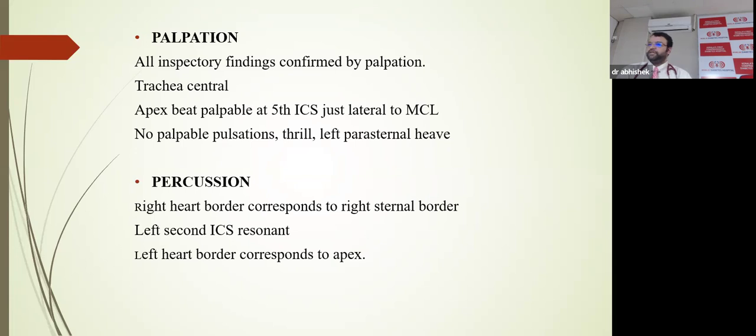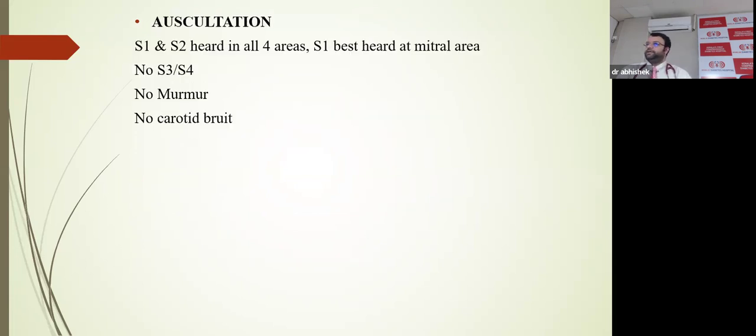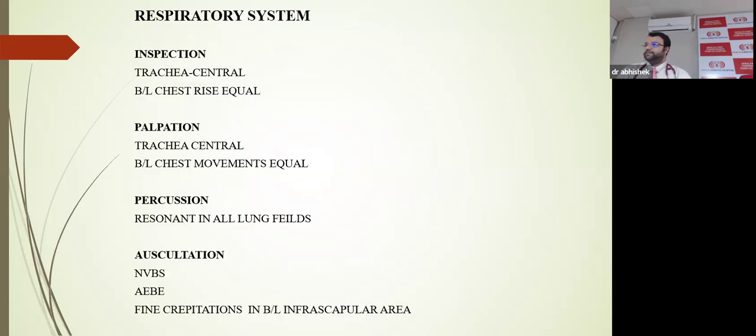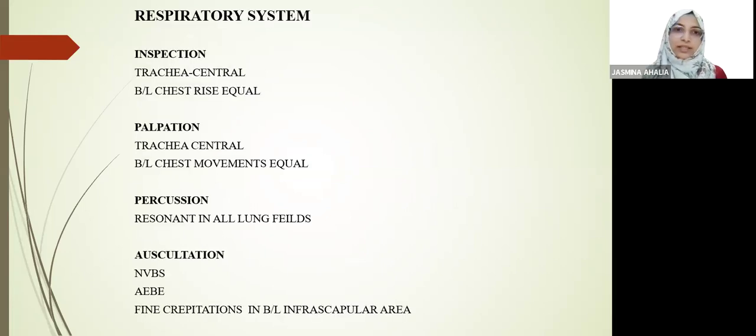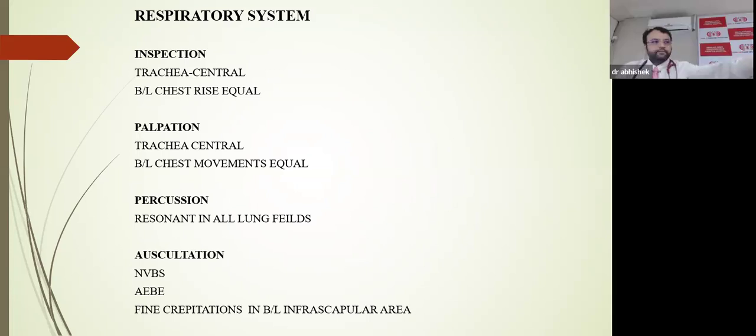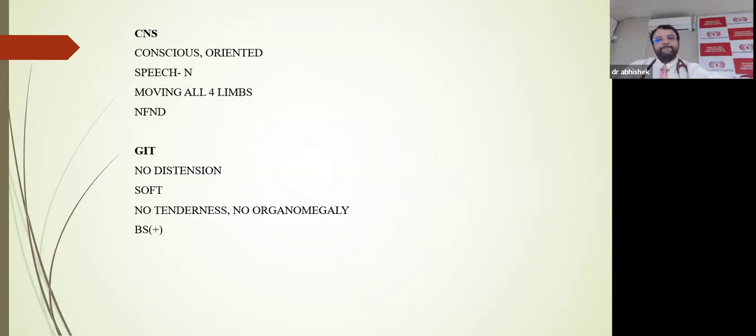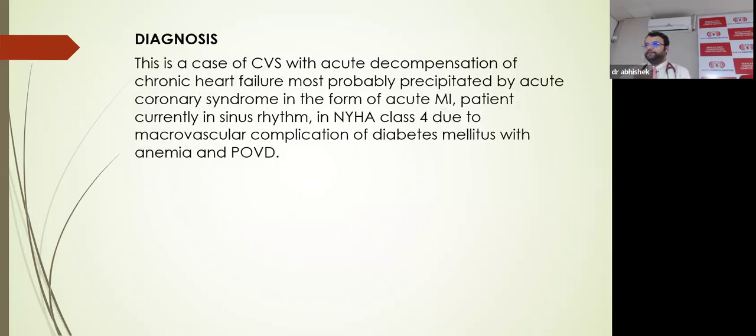So better you finish your history and then we'll have some discussion and then we can finish. Respiratory system, everything was normal except there was bilateral basal crepitation, sir, and all other systems were normal, sir. You can finish it. Full history. So this is your diagnosis. Okay, yes, before diagnosis, we will discuss some things.